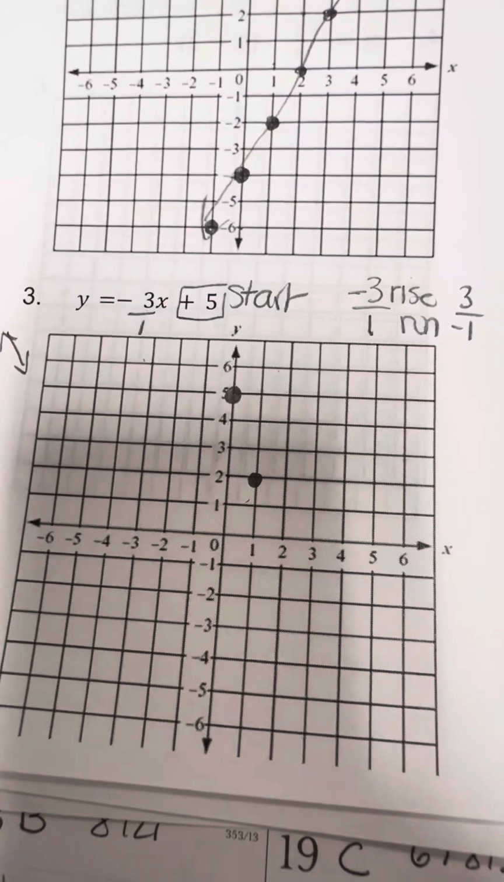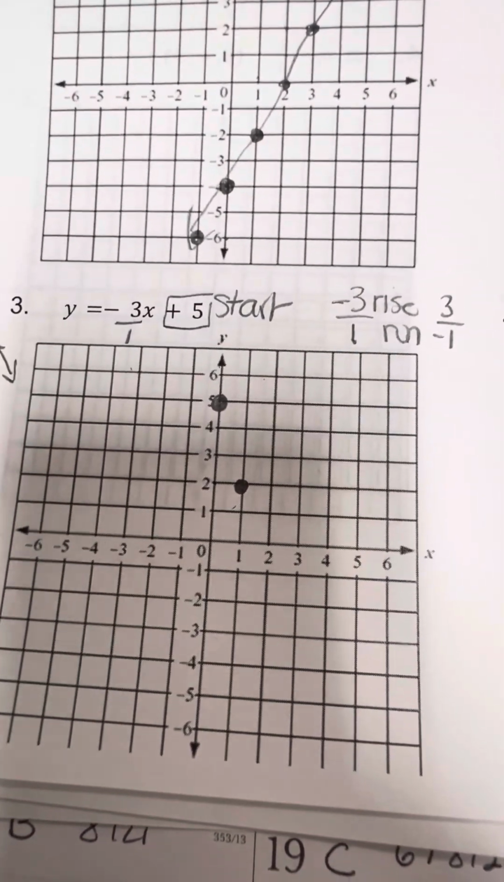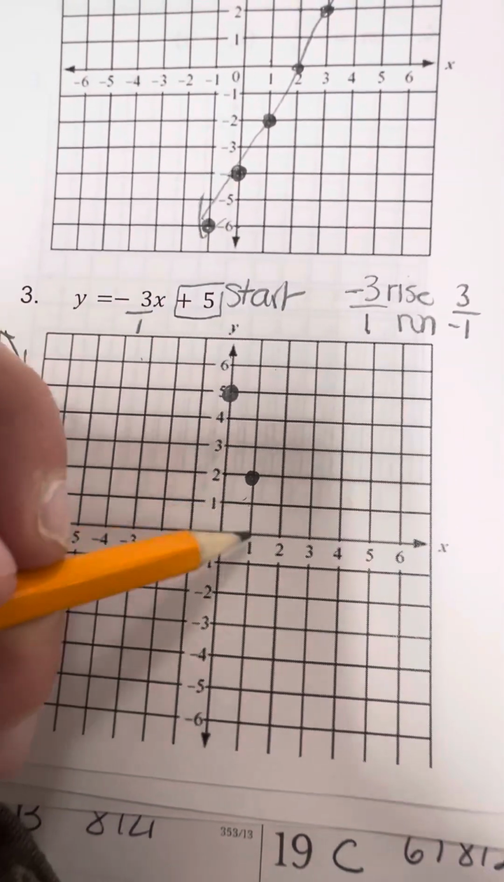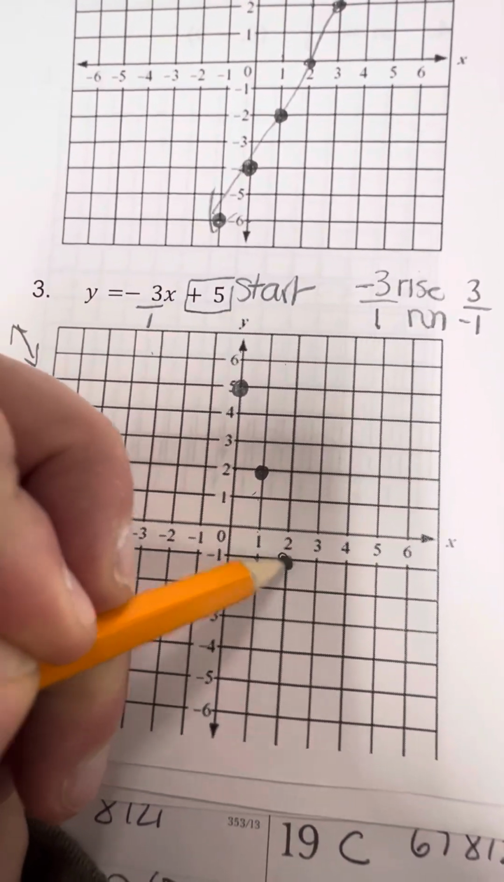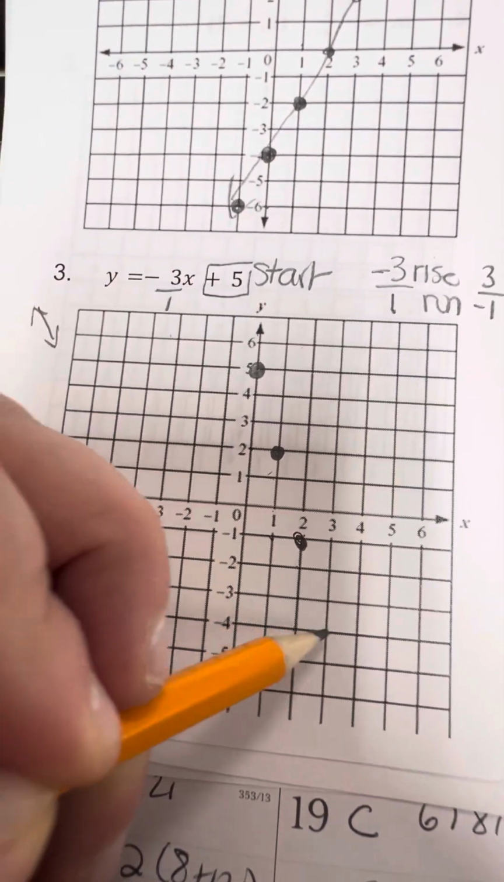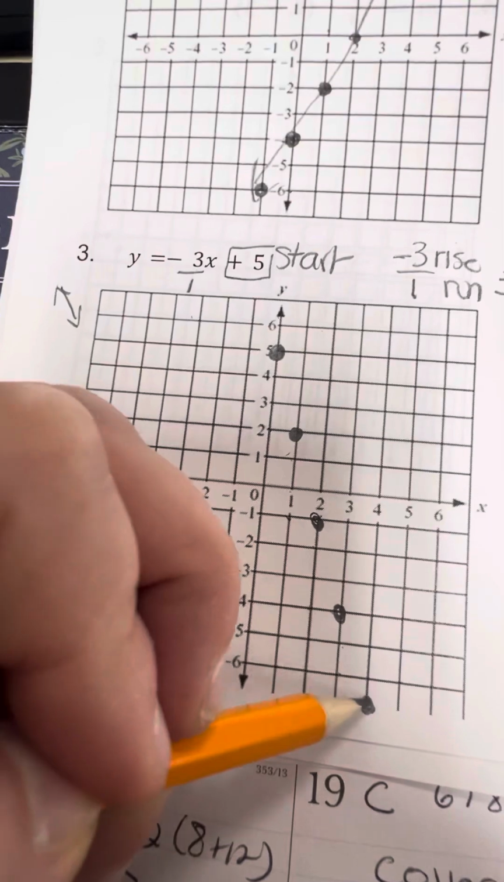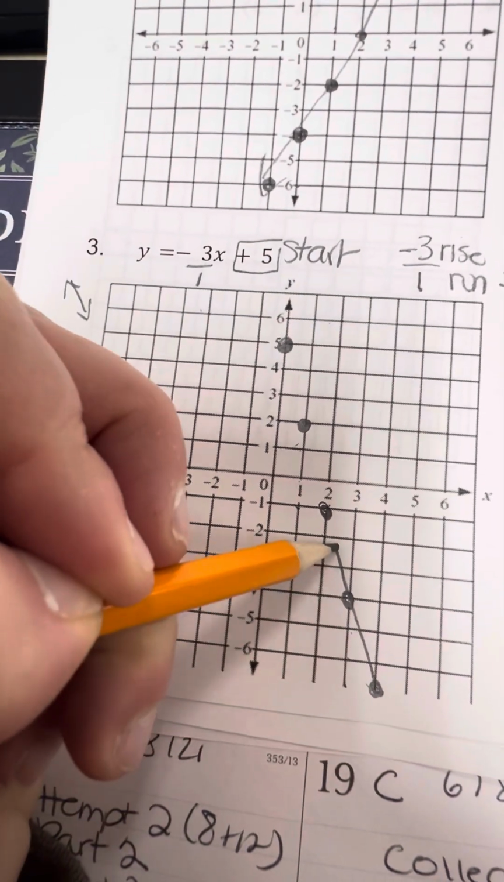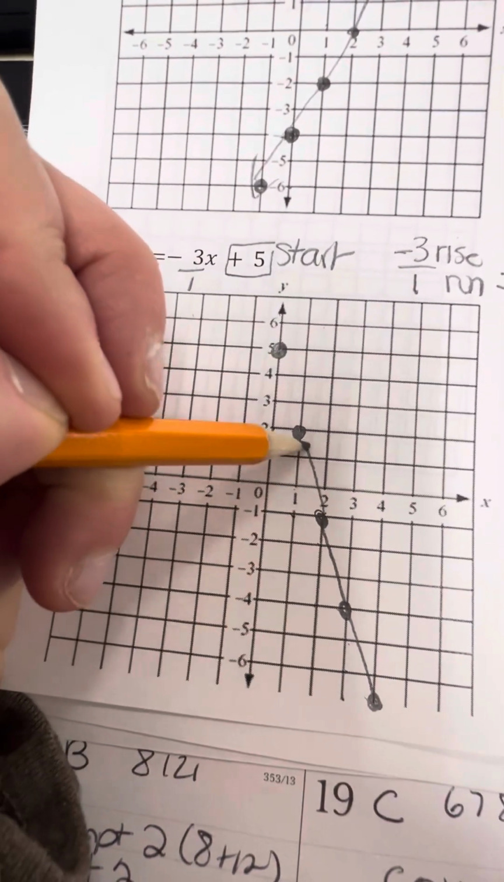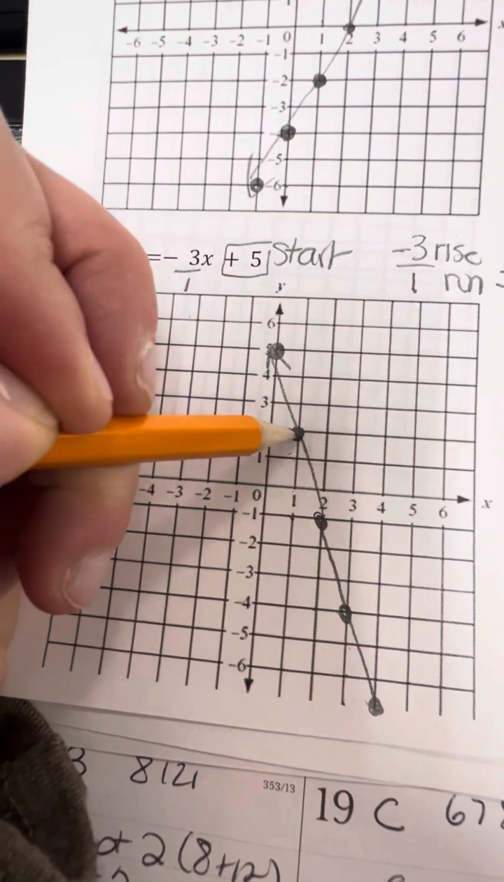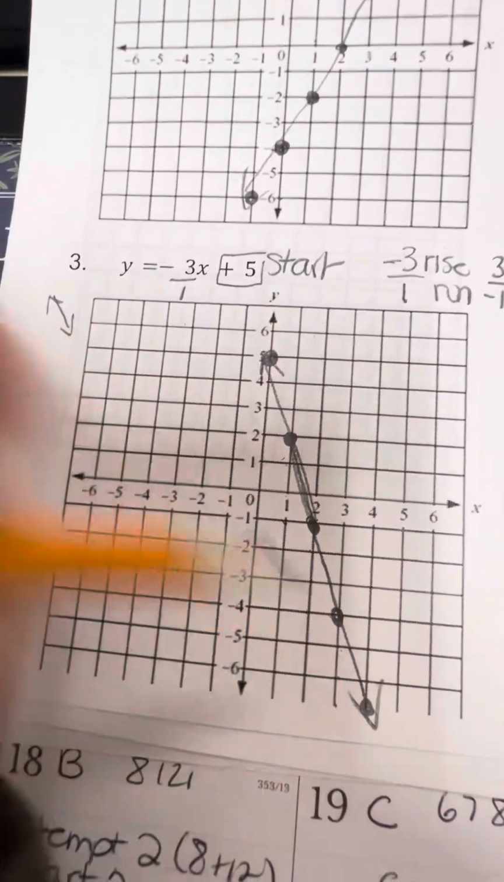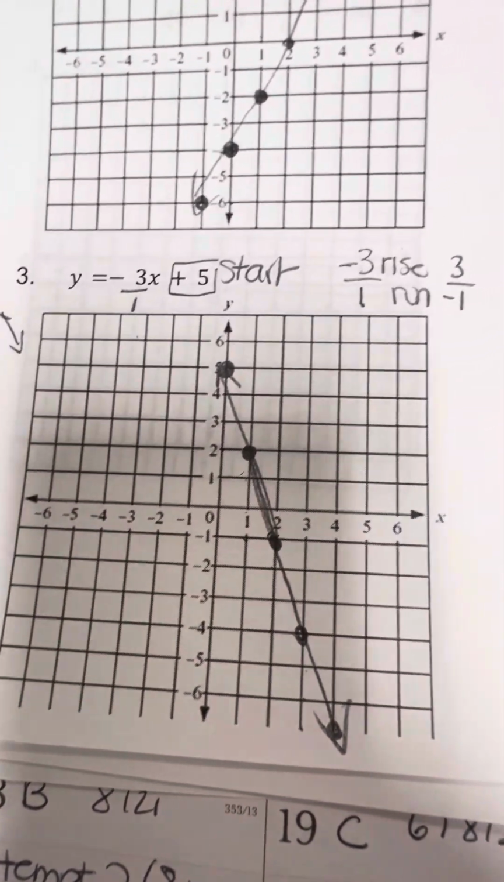I can connect them with a ruler and put some arrows on the ends, or I can continue 1, 2, 3 over 1. Keep going until I go off the graph, and then I'd be able to connect all my points. Again, you should be using a ruler. I know I'm not, but that's because I'm doing this with one hand. So you got that, and there's your linear equation.